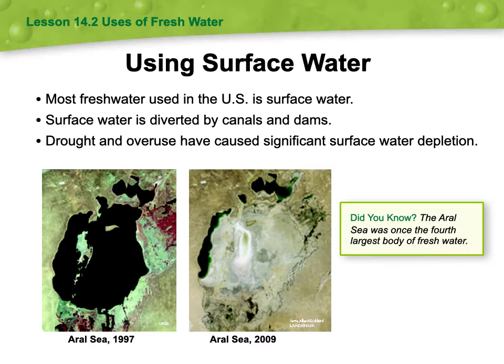And then you saw extensively the past couple weeks how drought and overuse have caused significant surface water depletion, with the case study of the Colorado River. And then there are a lot of reservoirs and lakes that also fall into that category as well.